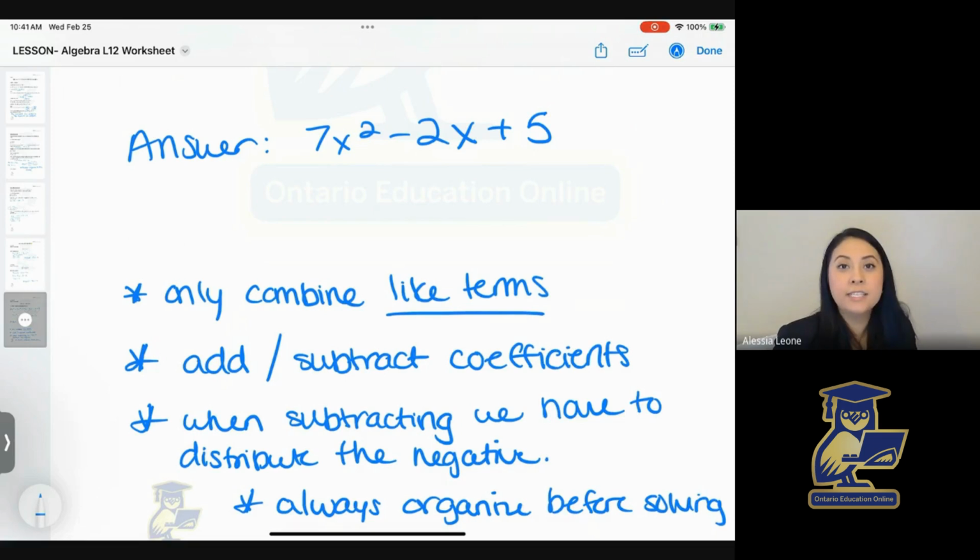Staying organized is key. If we don't stay organized, then we will get the wrong answers. But that brings us to the end of our lesson. And now you can go work on your student matching handout, and I will see you next lesson.